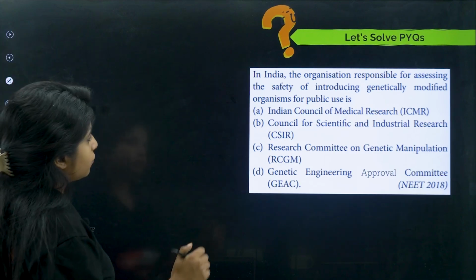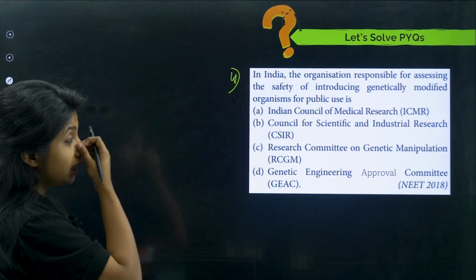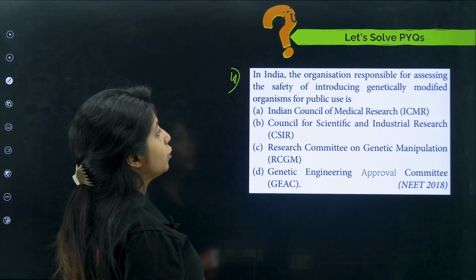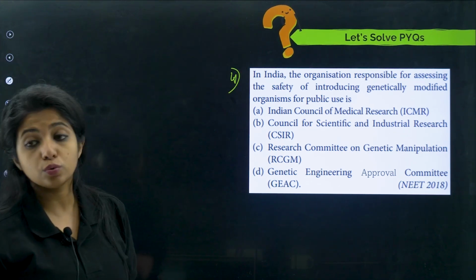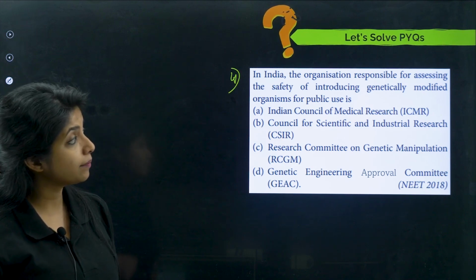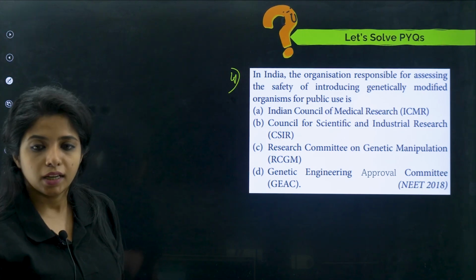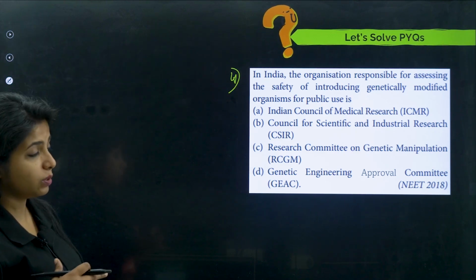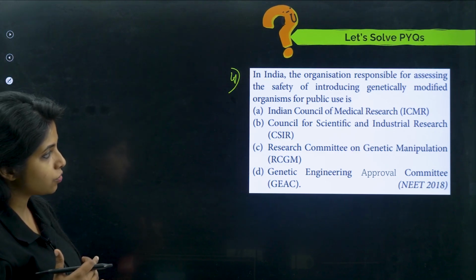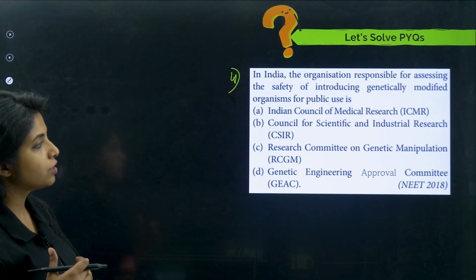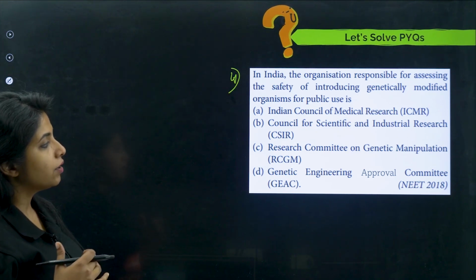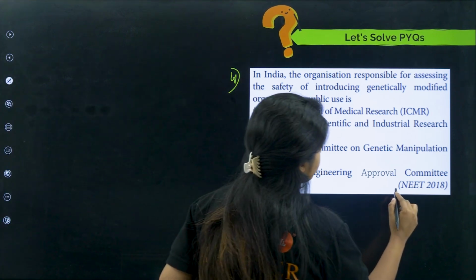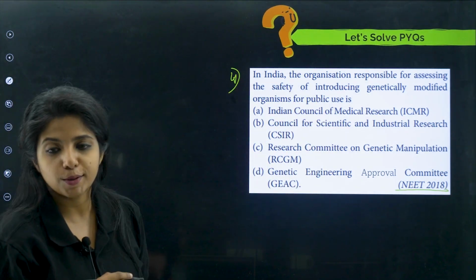Now next question that we have, fourth. In India, the organization responsible for assessing the safety of introducing genetically modified organisms for public use is, what is that organization's name, which is telling that okay, now you can probably use this GM product that we have made. Indian Council of Medical Research, direct question. Council for Scientific and Industrial Research, CSIR, Research Committee on Genetic Manipulation, RCGM, Genetic Engineering Approval Committee, GEAC. This came in NEET 2019, a very direct question and a very easy question as well.